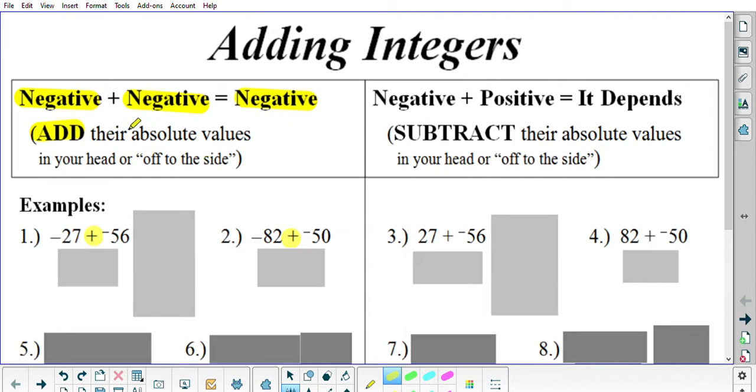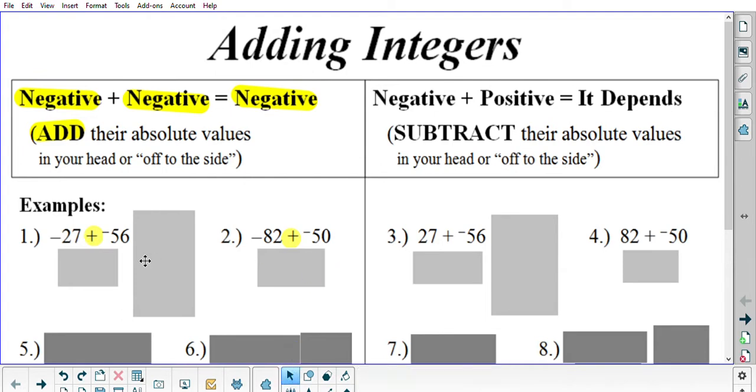When I say add their absolute values, remember absolute value refers to the distance from 0, and that always has a positive result. So basically, when I say add absolute values, it means you're taking away the sign of the numbers temporarily and then adding in your head or off to the side. And then, like I said, the final answer is going to be negative. You can see that here on examples 1 and 2.